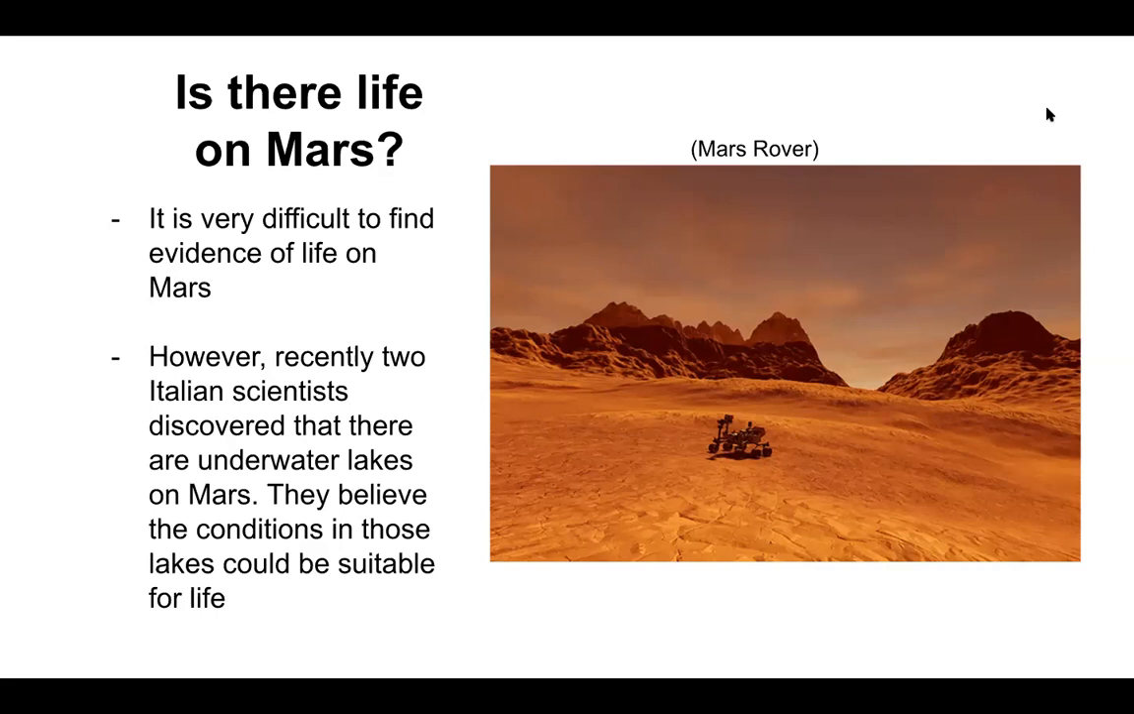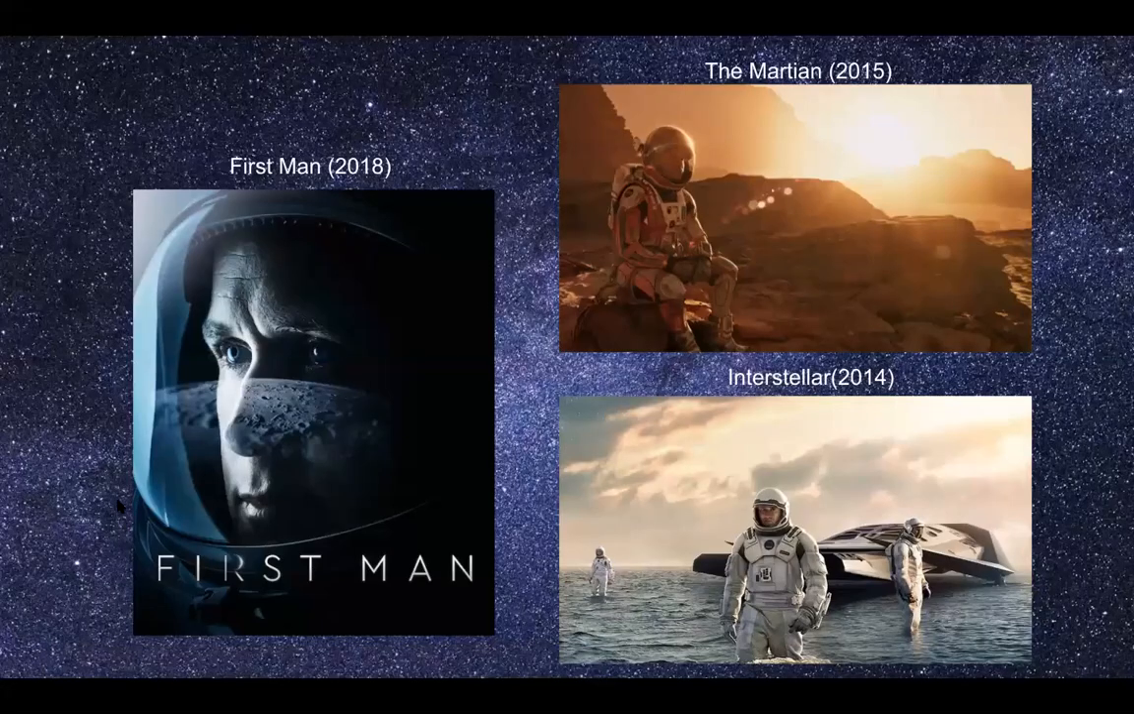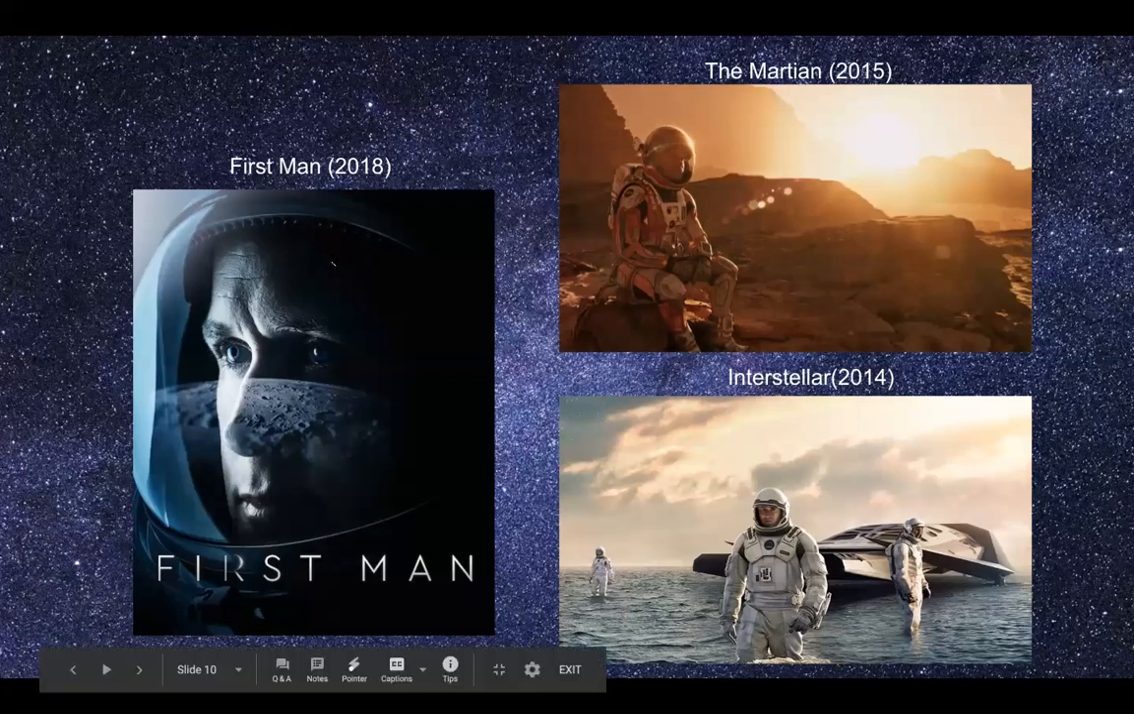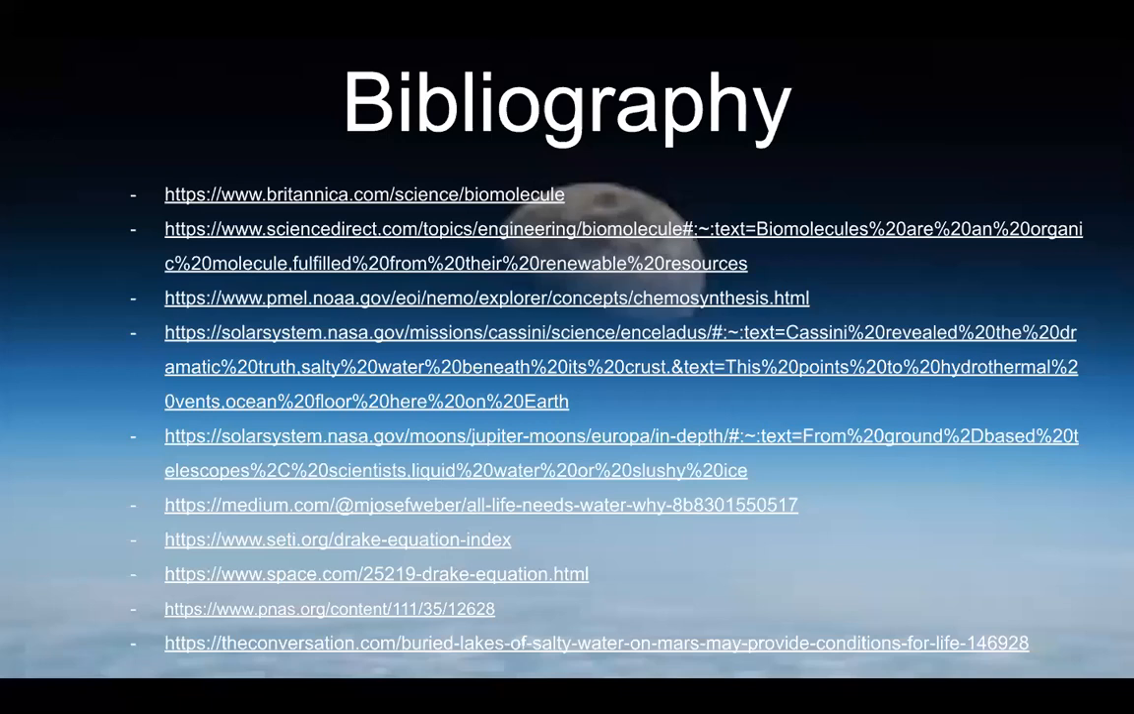Each of these movies are accurate depictions of humans in space and on other planets. First Man is a look at the life of Neil Armstrong and their mission to get to the moon. The Martian is about an astronaut who is left behind by his team, stranded on Mars, and it's about him getting home. And Interstellar is about a team of astronauts traveling through space to save Earth. That's our presentation.